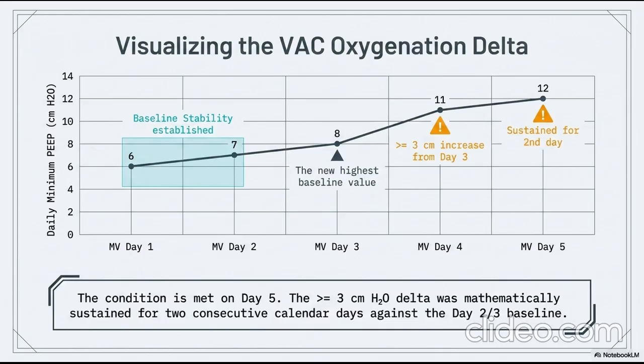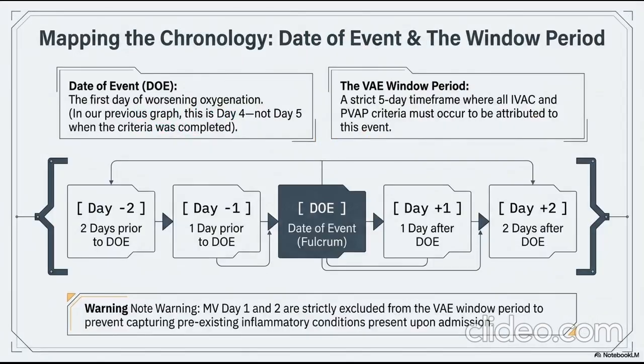Tier 1. Ventilator-associated condition, VAC, triggers. A VAC is triggered when oxygenation worsens for greater than or equal to 2 consecutive days after that period of stability. We look for 2 specific deltas: an FiO2 increase of greater than or equal to 0.20, 20 points, or a PEEP increase of greater than or equal to 3 centimeters H2O. These increases are always compared against the highest daily minimum from the preceding 2 baseline days.